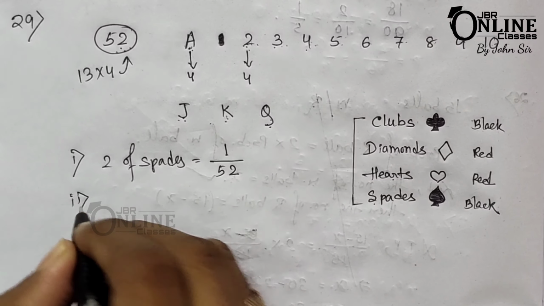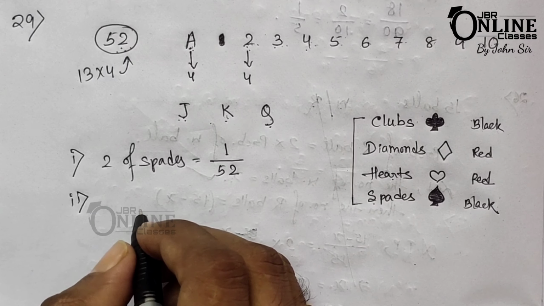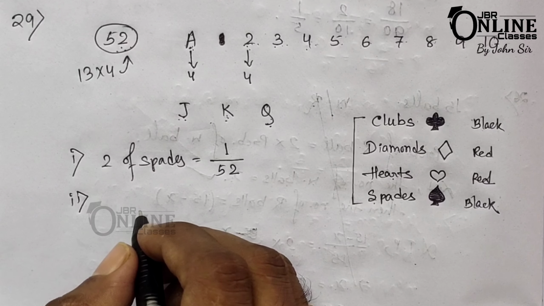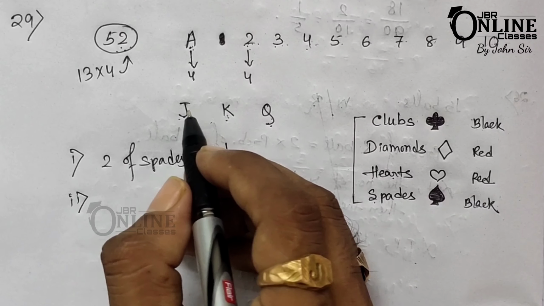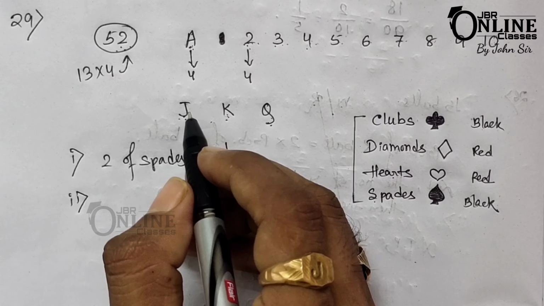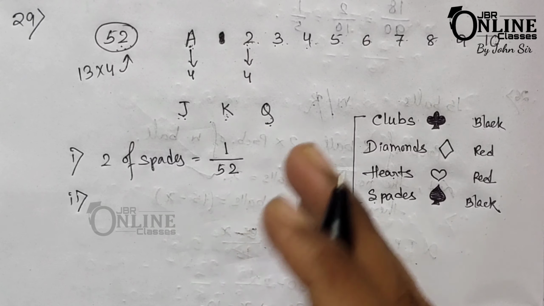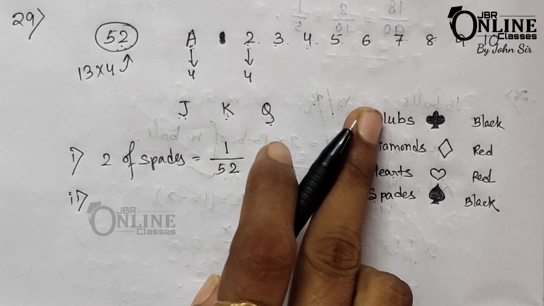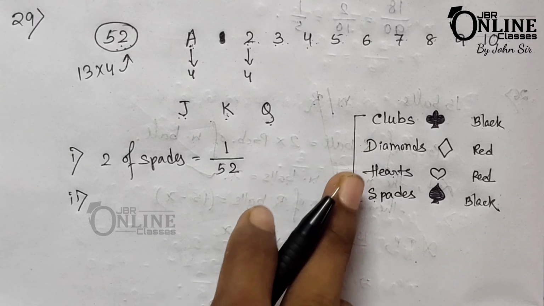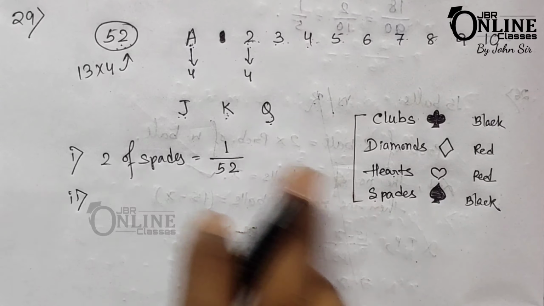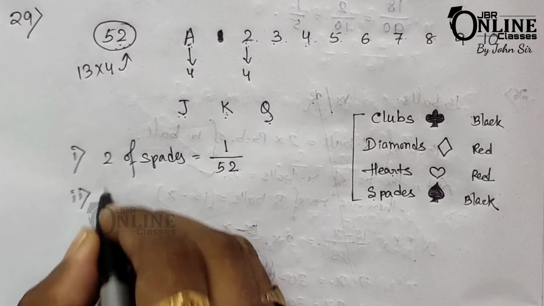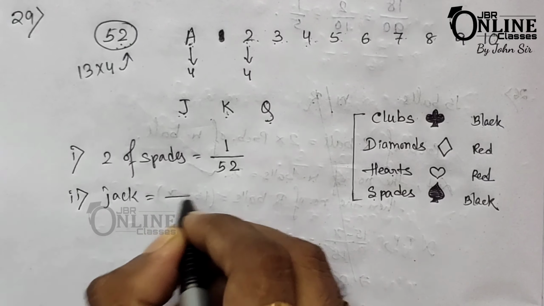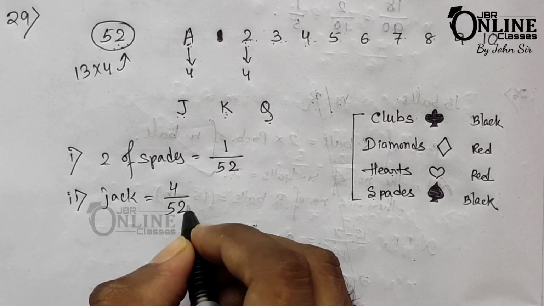Now number 2, you have to find the probability of a jack, J. So there are 4 jacks in the pack. One is clubs, one is diamonds, one is hearts, and one is spades. So the probability of a jack equals 4 by 52.